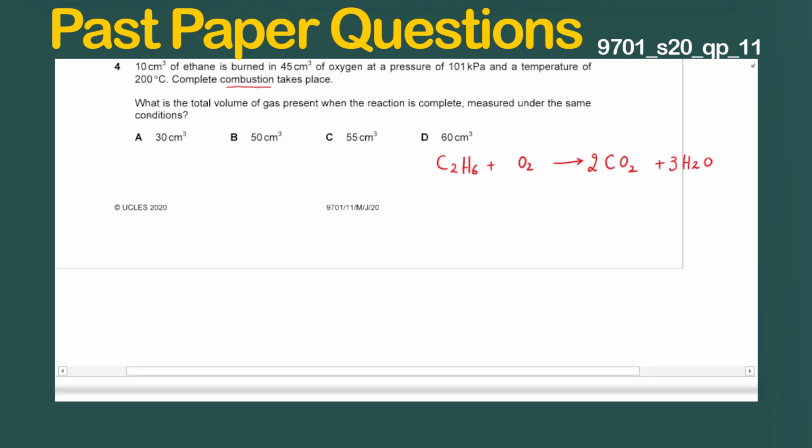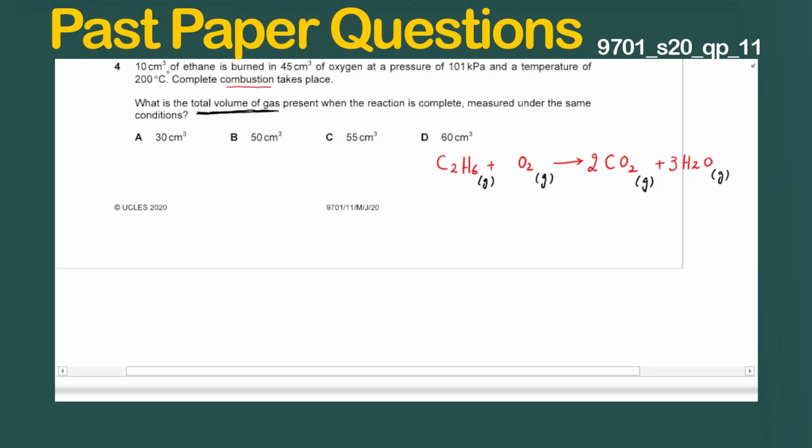What is the total volume of gas? This is what we have to identify: the total volume of gas when the reaction is complete under the same conditions. Here we have a gas, oxygen is also a gas, carbon dioxide is also a gas, and the H2O formed is also a gas. We have to find out the volume of the gas after the reaction.